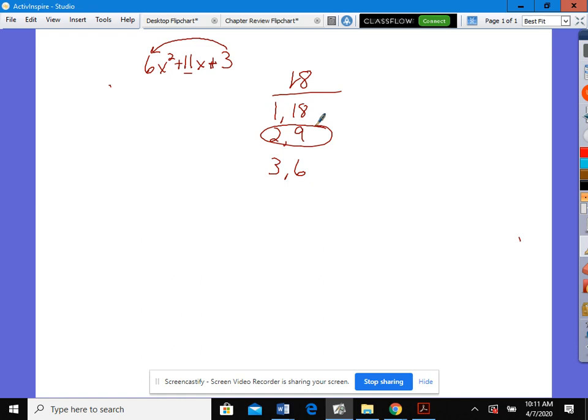Now we're going to set up our factors. We're going to write our factors out like this, and then we're going to use these two numbers, 2 and 9. So we're going to have a positive 2 and a positive 9. Now that is not correct. That is not a correct factored form of what we started with, right? Because 2 times 9 is 18, not 3.